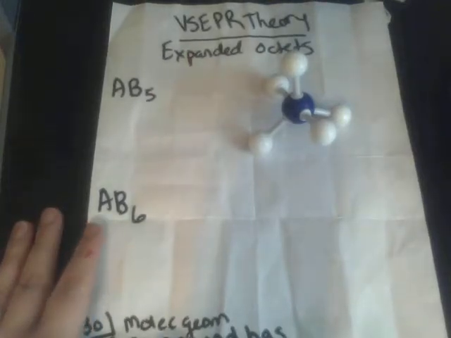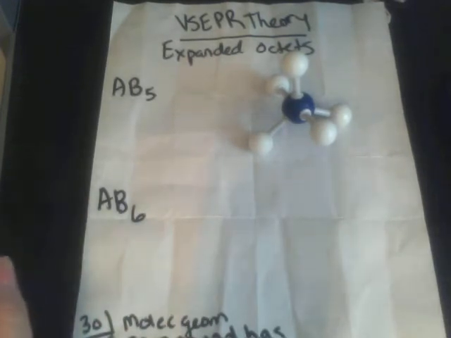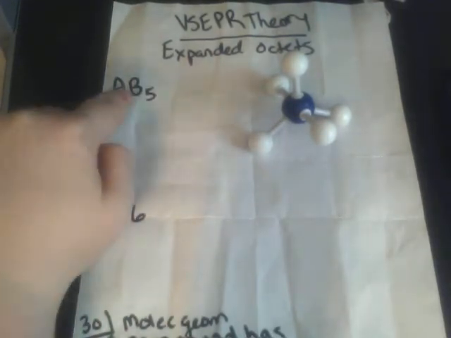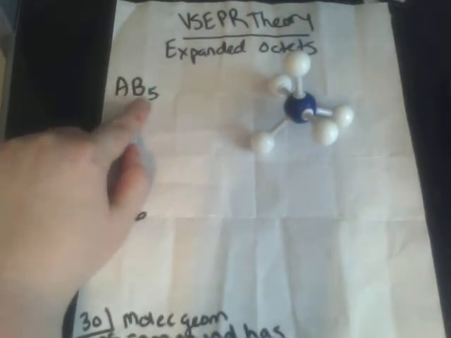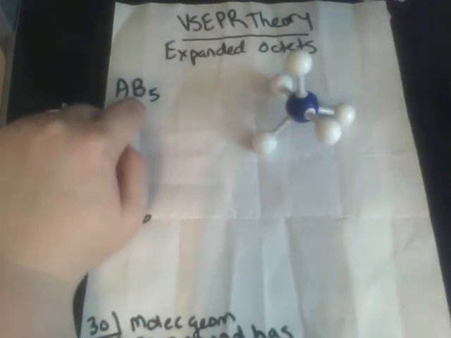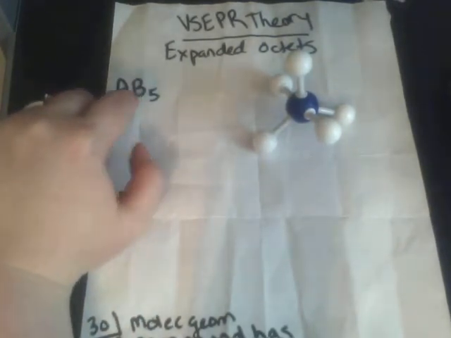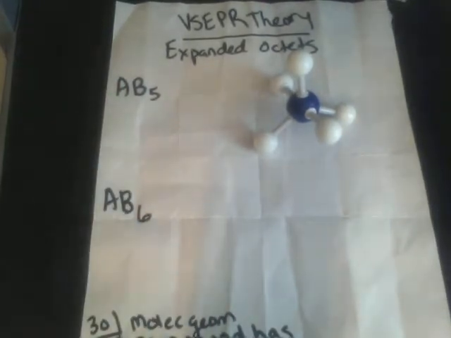So for this video, we are going to address the VSEPR theory and how it ties into expanded octets. What that means is that we have not just a coordination number of 4 around the central atom, we have 5 now, and we're going to do 6. So 5 electron domains around the central atom, or 6. These are called expanded octets.